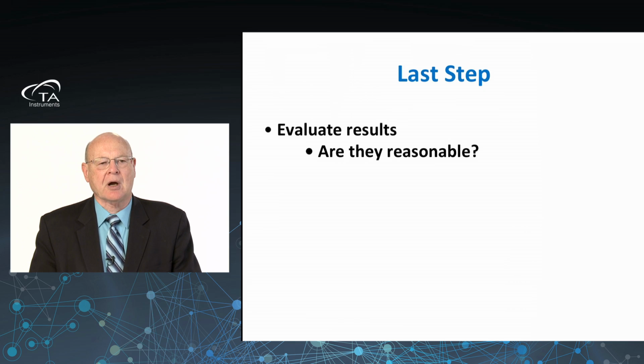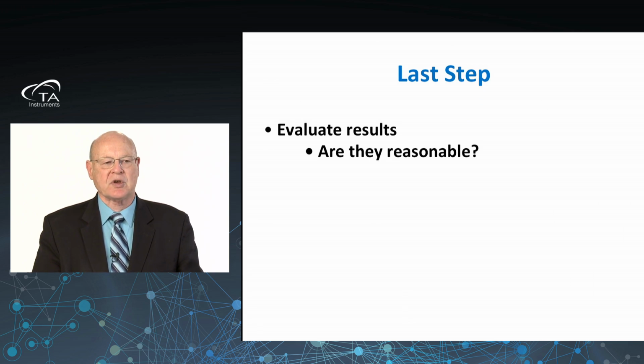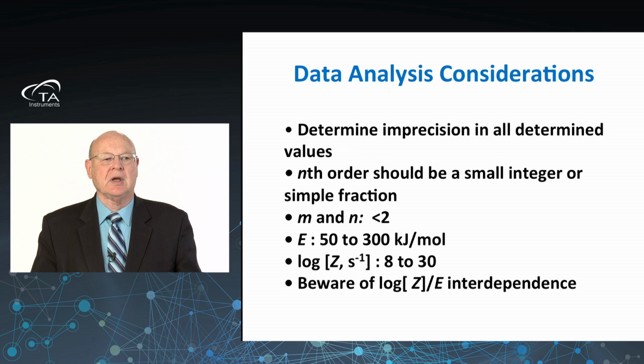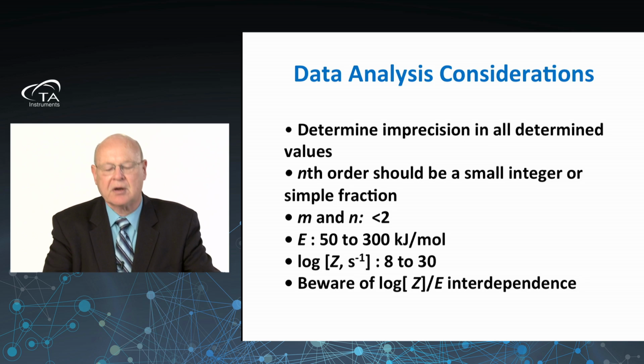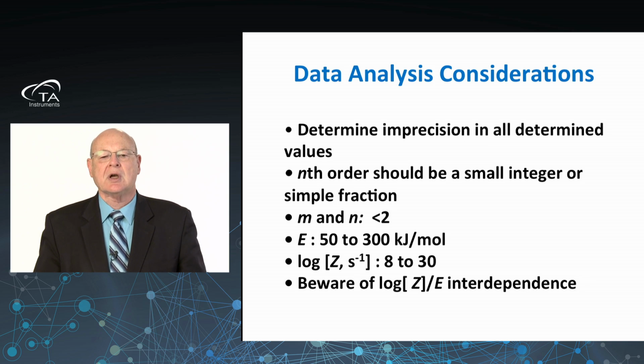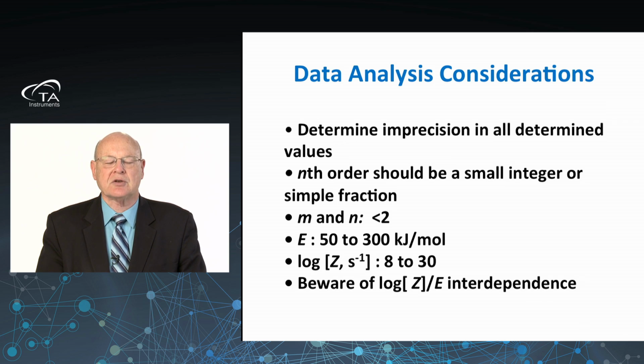Now, the last step in our evaluation of kinetic parameters is to ask the question, are the results reasonable? We have a series of criteria that help us determine reasonableness. The first of these is to determine the actual imprecision in the determined data. The ASTM standards each have a specific method for determining imprecision. It is important to go through this process, do the extra work and the extra calculations, and determine these parameters.